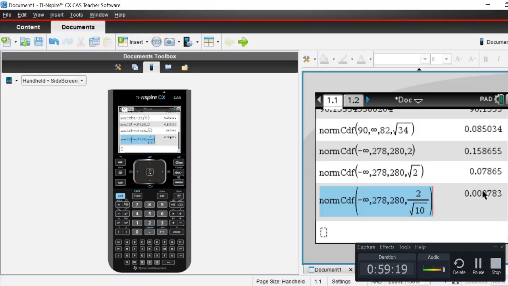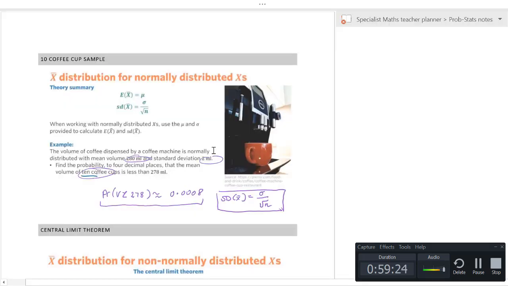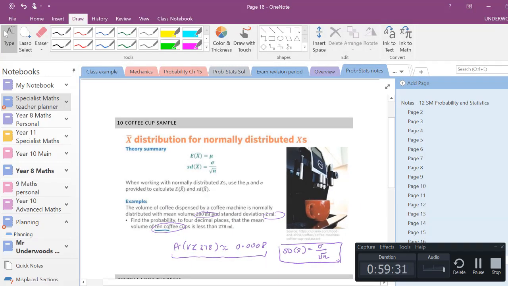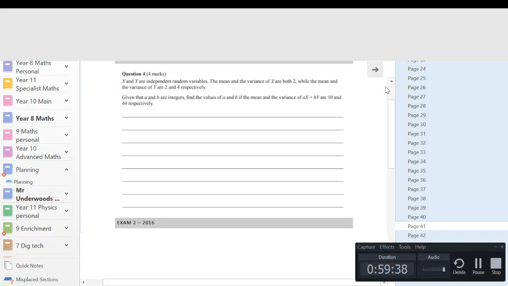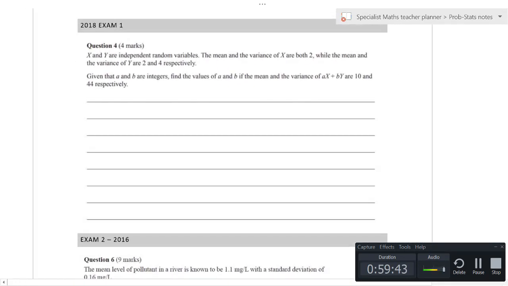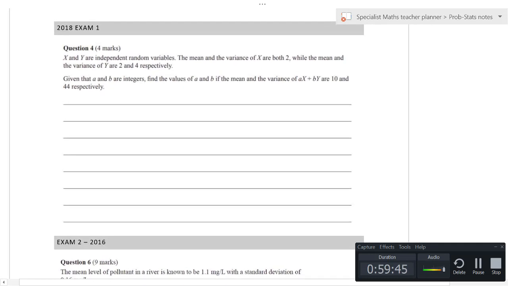Okay, now I did promise you that I'll go through an exam question. So I'm going to go straight to page 18 at the moment. There are some exam questions. Let's go to this one. I'd like you to have a go at this question, please. Now look, this is the 2018 exam, and the reason why I do it is because it's such a small sample size. Look at this, 10% of the exam.